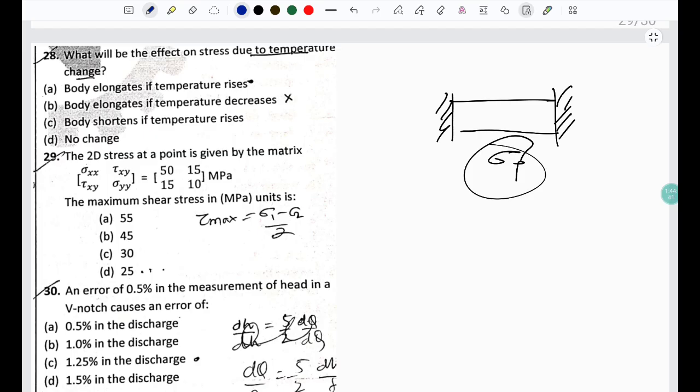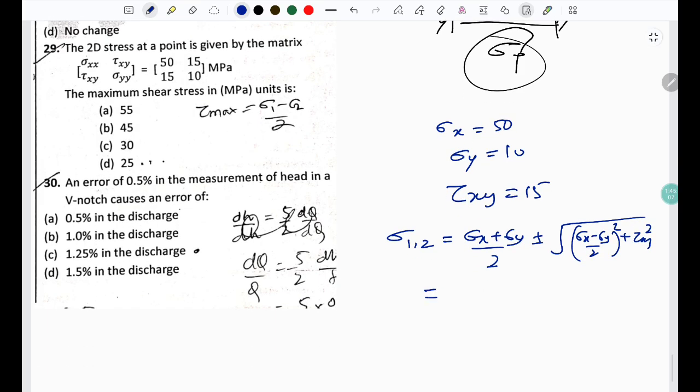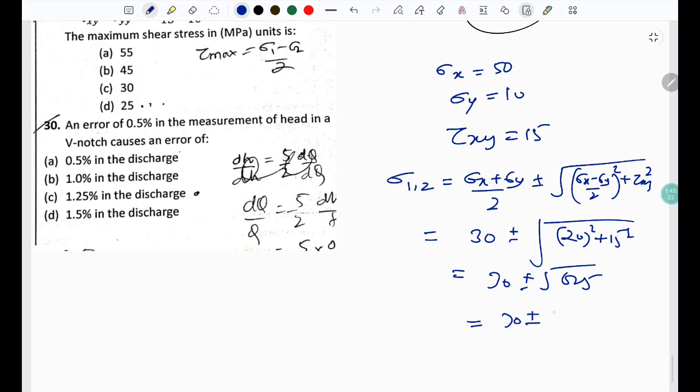Now the second question is that a 2D stress matrix is given, and we have to find out the maximum shear stress. Of course, we have sigma x as 50, sigma y as 10, and tau xy as 15. So we know the formula from Mohr's diagram is given as (sigma x plus sigma y) by 2, plus minus root under ((sigma x minus sigma y) by 2) whole square plus tau xy whole square. So we'll simply solve it. 50 plus 10 by 2 will be 30, plus minus (50 minus 10) by 2 will be 20, whole square, plus 15 square, that will be 30 plus minus root under 625, that will be 30 plus minus 25.